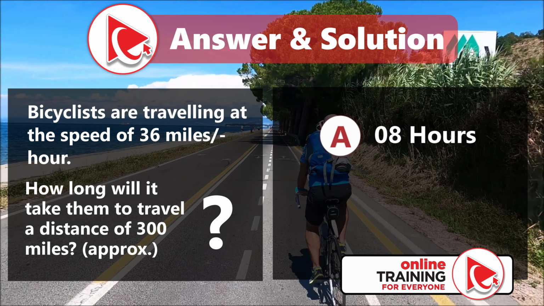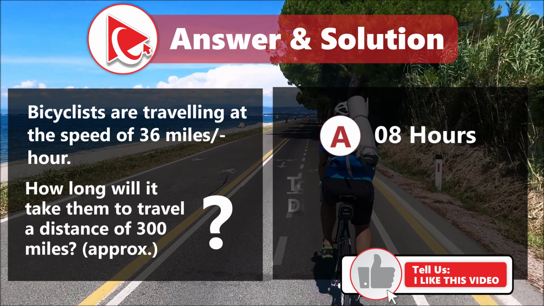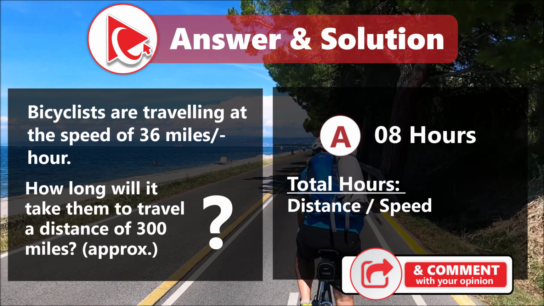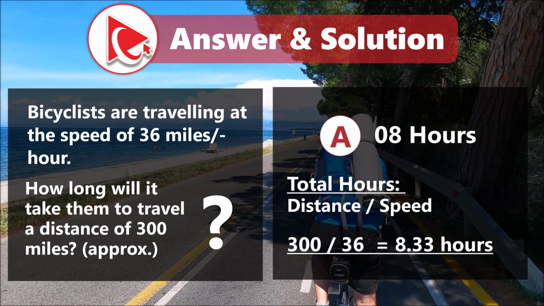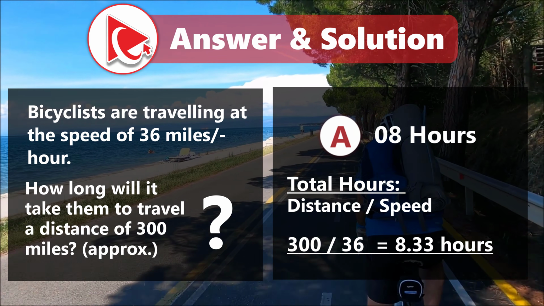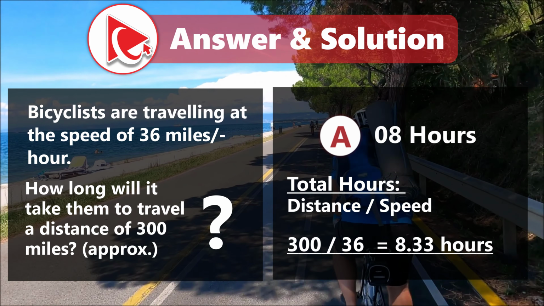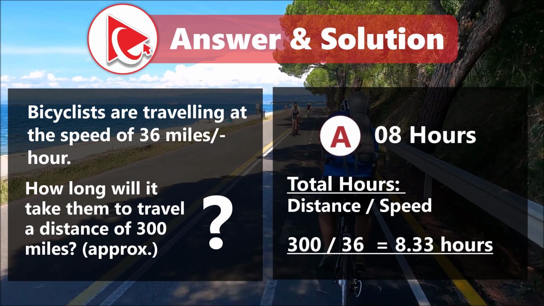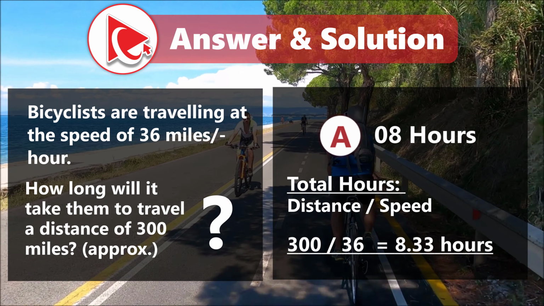My answer is A, 8 hours. And here's why. To calculate the number of hours, we need to divide distance by speed. And 300 divided by 36 equals 8.33 hours, approximately 8 hours. That's why I got the answer A, 8 hours. Did you get a different answer? Please make sure to post your answer and rationale in comments.